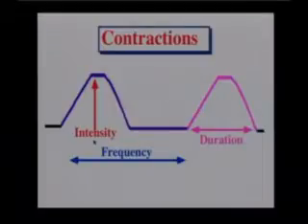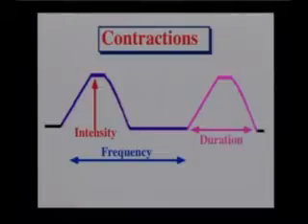So if you can feel the uterus and indent the uterus during a contraction, this is a very mild contraction. If you meet resistance, it's a moderate contraction, and if you are not able to indent the uterus, it's a strong contraction. You can also look at the fetal monitor, and that will show you the intensity of the contractions as well.